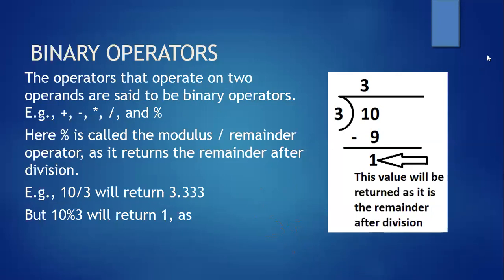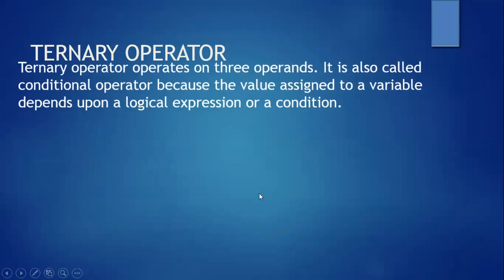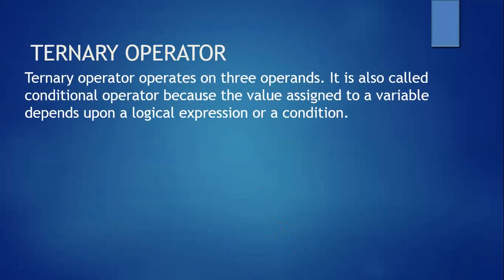So binary operator is clear. Now let's start with the ternary operator. What's the interesting part of the ternary operator? The ternary operator operates on 3 operands. Unary operates on a single operand. Binary works on 2 operands. And ternary acts on 3 operands, or 3 variables. That's why it is called the ternary operator. What is another name for the ternary operator? It is called the conditional operator, because the value assigned to a variable depends upon the logical expression or condition.